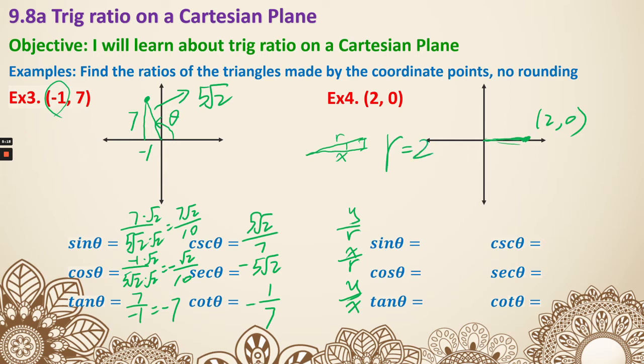So y over r is basically 0 over 2, that's 0. Cosine is x over r, so 2 over 2, that's got to be a 1. And tangent is y over x, so 0 over 2, which is 0. Cosecant, I just need to flip them, so it's basically 2 over 0. Well, can we actually divide a fraction by a 0? Probably not, so this actually is not applicable. Secant, flip 2 over 2, that's just 1. Cotangent, 2 over 0, that's actually NA as well. That's example 4.